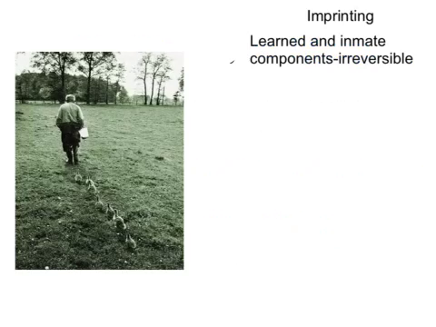Our next behavior is imprinting. Imprinting has both learned and innate components. It is irreversible. So once this process has happened, you cannot go back. For instance, over here in our example, we have geese that have imprinted on this person. Okay, and that's permanent.